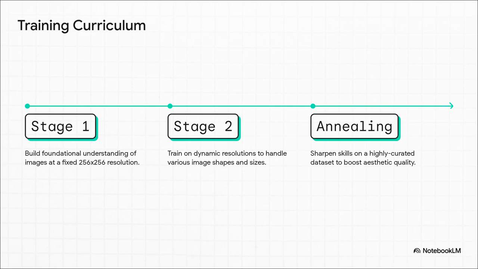And the training was smart. It was this progressive 3-stage curriculum, kind of like going from elementary school to college. In stage 1, it just built the basics, understanding image structure at a low resolution. In stage 2, it learned to be flexible, handling all sorts of different image shapes and sizes. And then for the final exam, a stage called annealing, it was trained on a small handpicked dataset of only the most beautiful images to really sharpen its artistic eye and boost that final aesthetic quality.